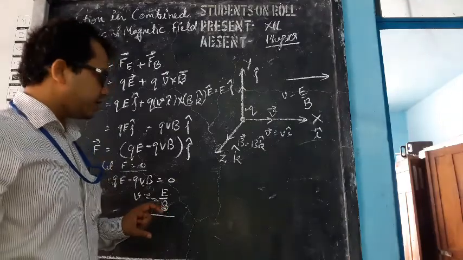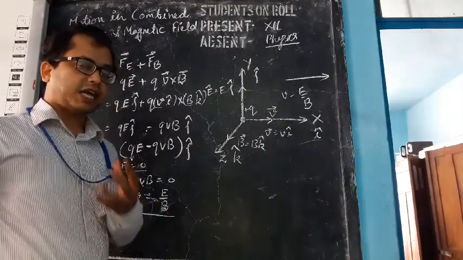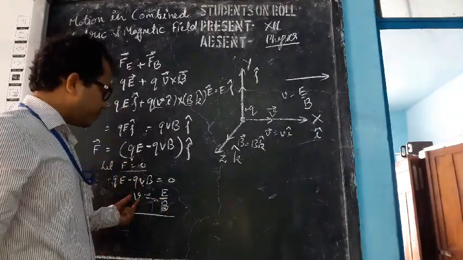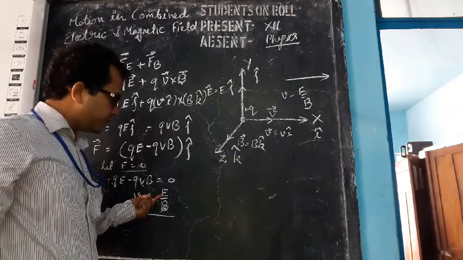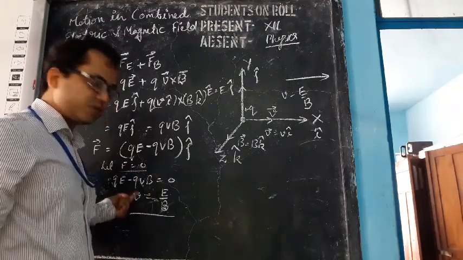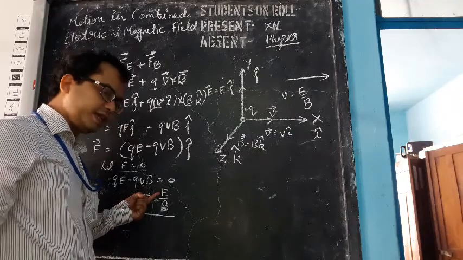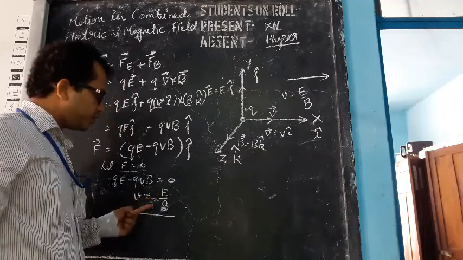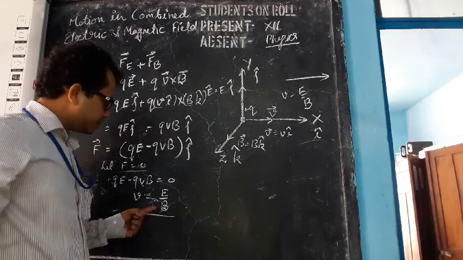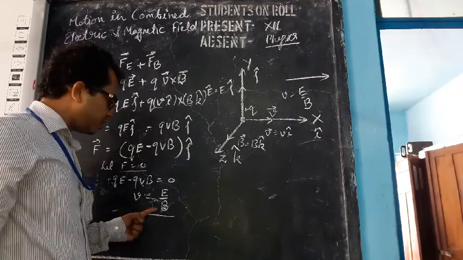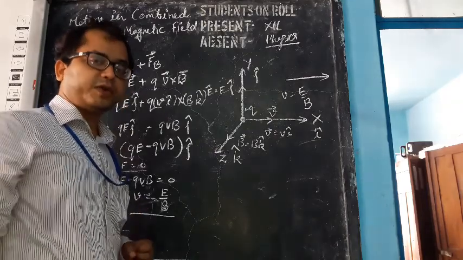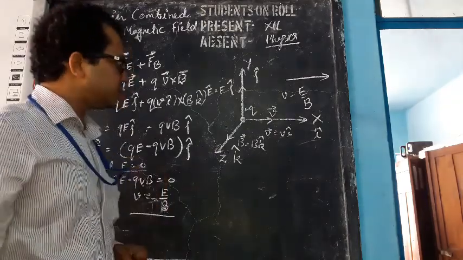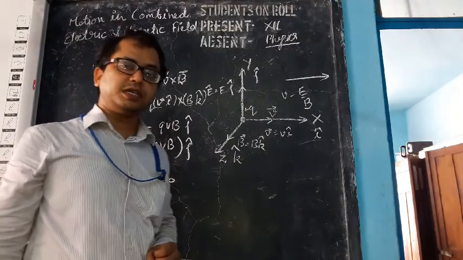So with this we can select a charged particle of a particular velocity. Suppose that we want a velocity v, then we can adjust the value of E. If you increase the value of E, you will get the higher velocity. If you decrease the value of E, then you will get the lower velocity. Or if you increase the value of B, then you will get the lower velocity, or if you decrease the value of B, then you will get the higher velocity. So in this way you can get the particular velocity. That's why it is called the velocity selector.